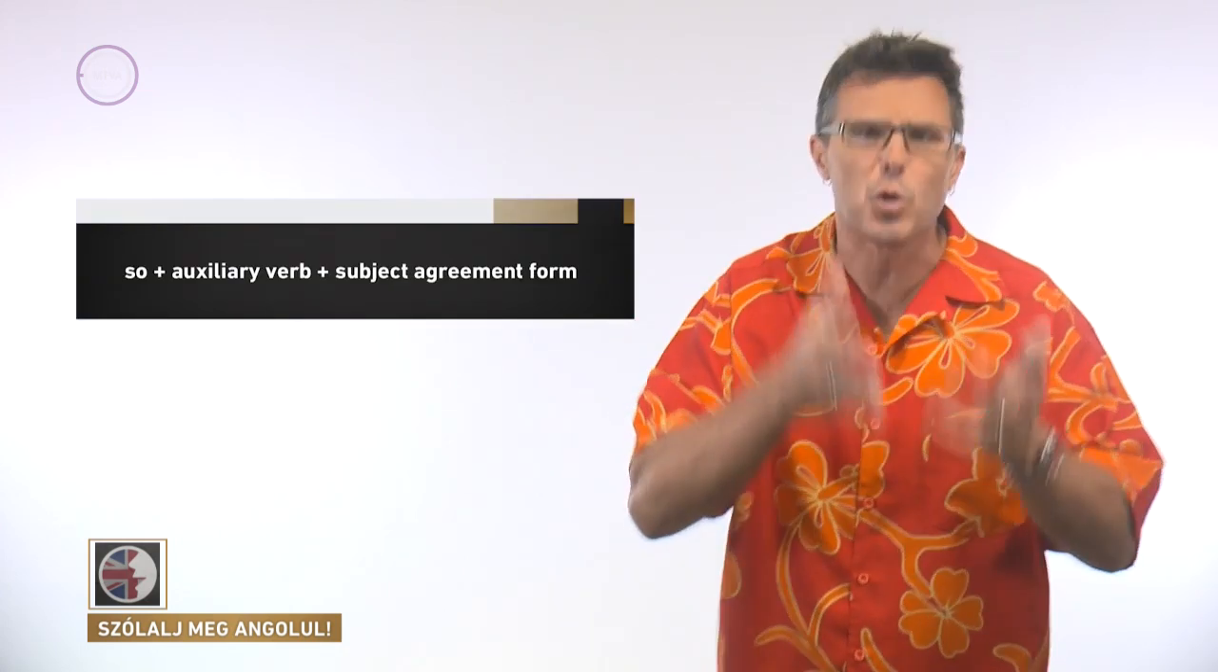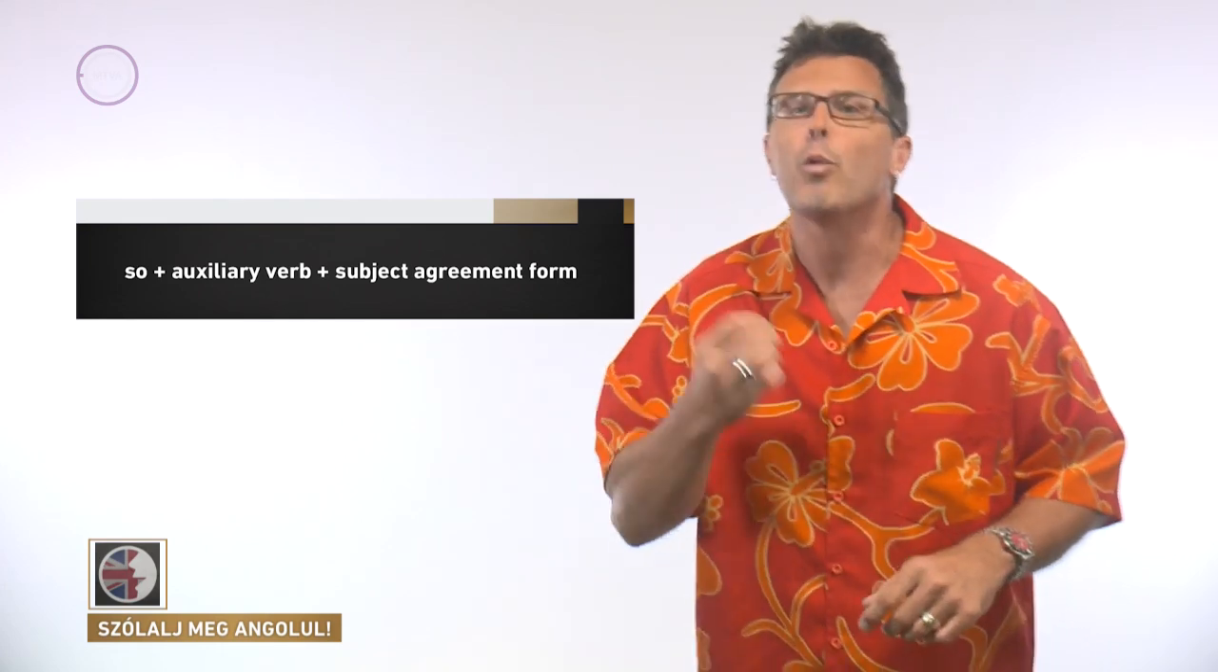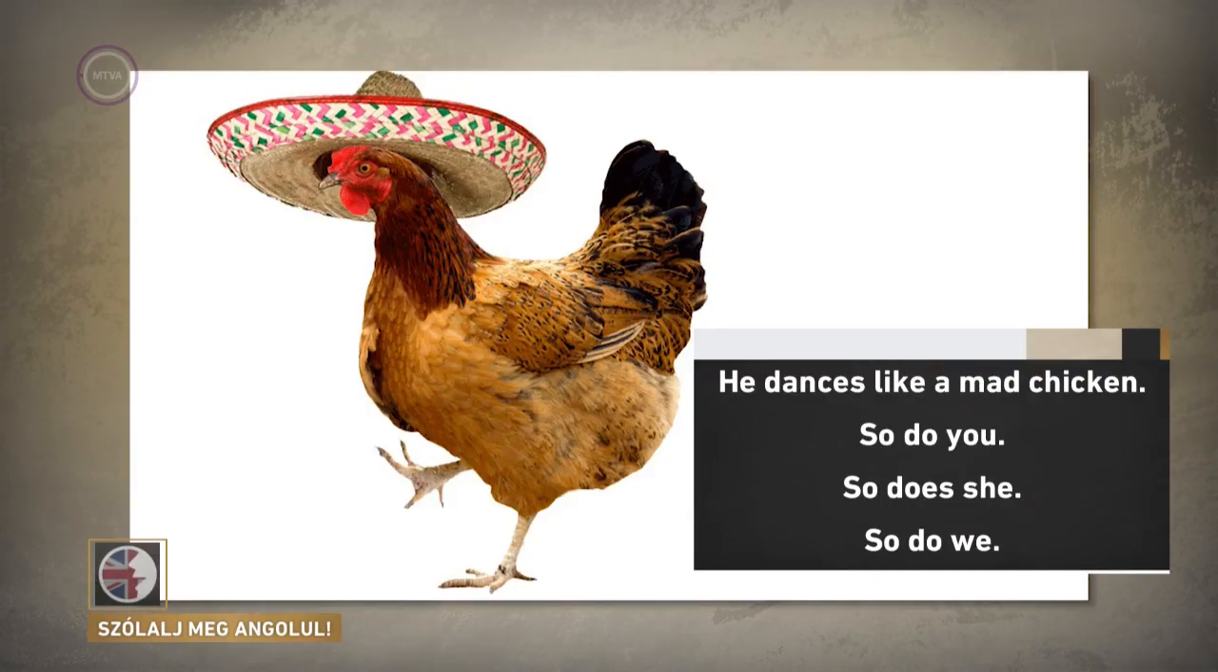If the sentence uses the present simple form of another verb, not the verb to be, then when we make the so plus auxiliary verb plus subject agreement form, we use the verb to do. The same verb we use when we're asking questions and making negatives in the present simple. We use do for the first person singular form, I, the second person singular form, you, and all the plural forms, we, you, and they. And what about the third person singular form? Yes, that's right. For the third person singular form, he, she, and it, we use does. He dances like a mad chicken. So do you. So does she.